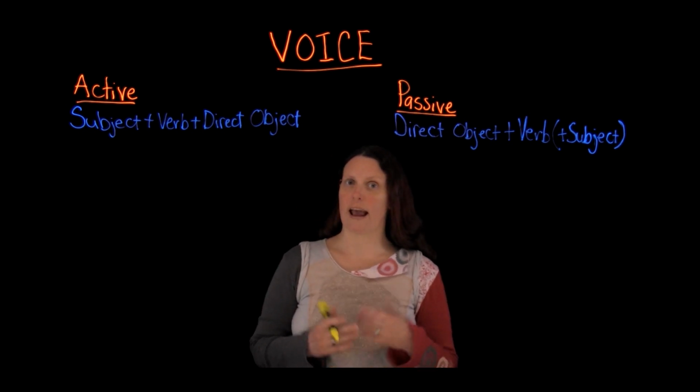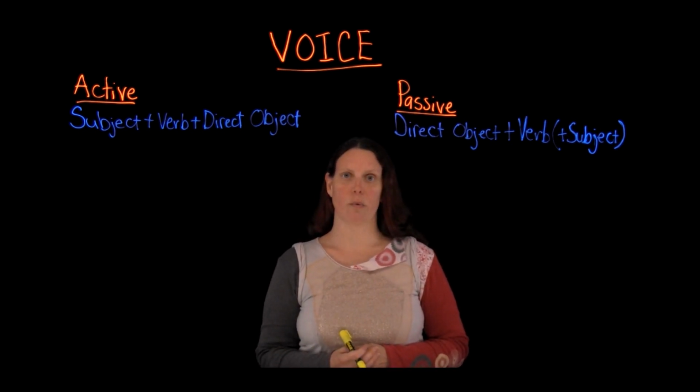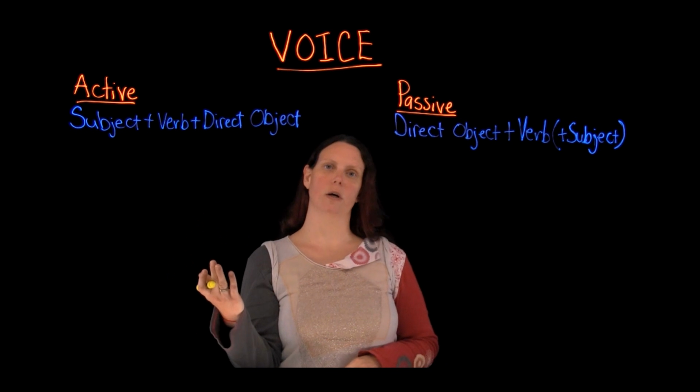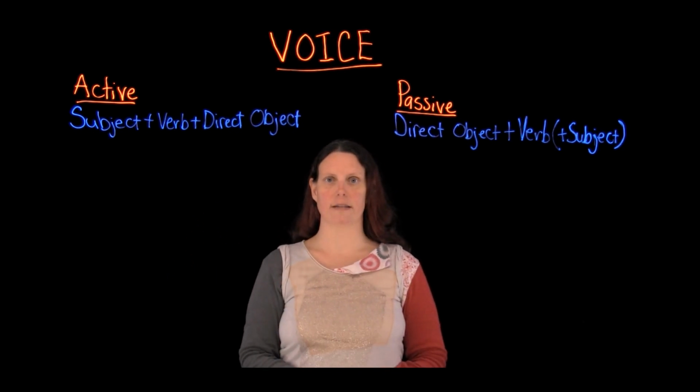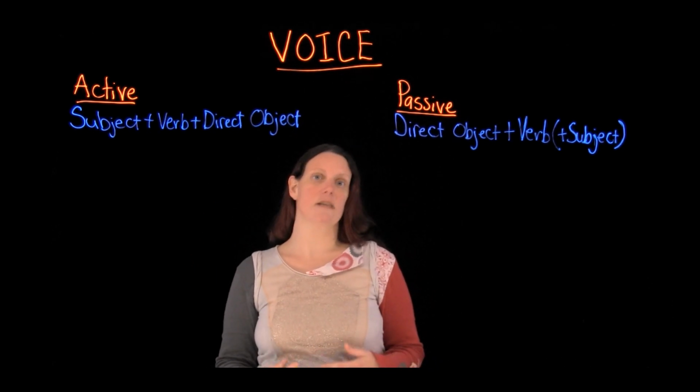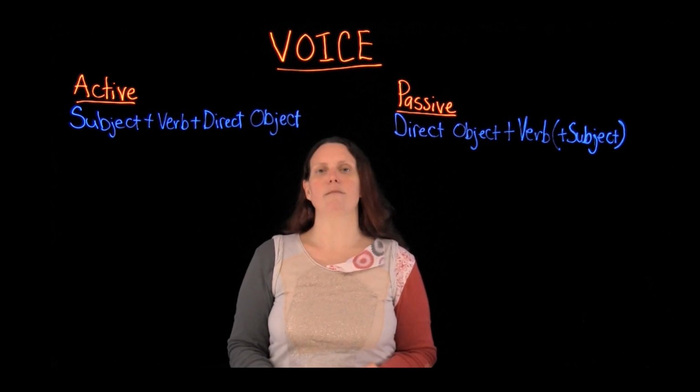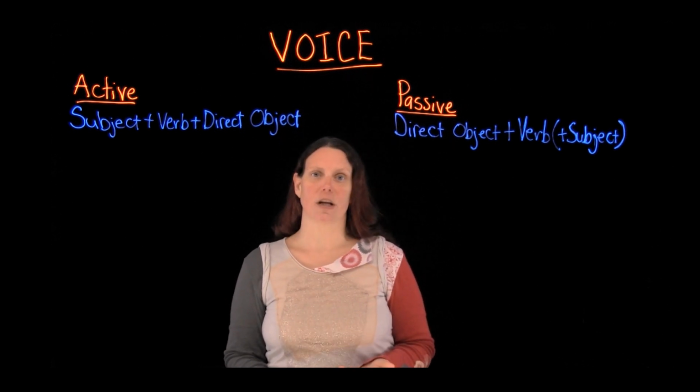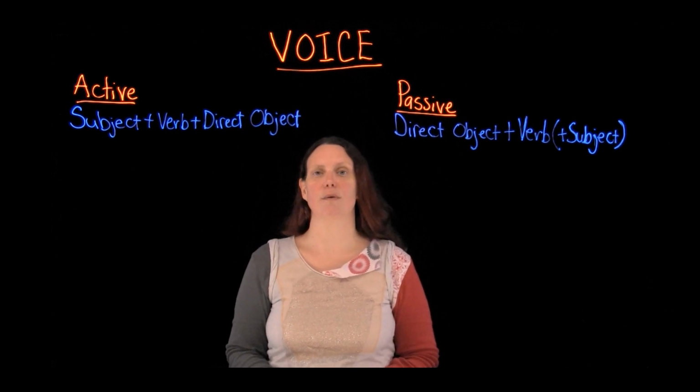Now, we normally write in active voice, which means we write with the subject before the verb, followed by a direct object. Think about your verb as the action in the sentence. The subject is the doer of that action, and the direct object is the receiver.